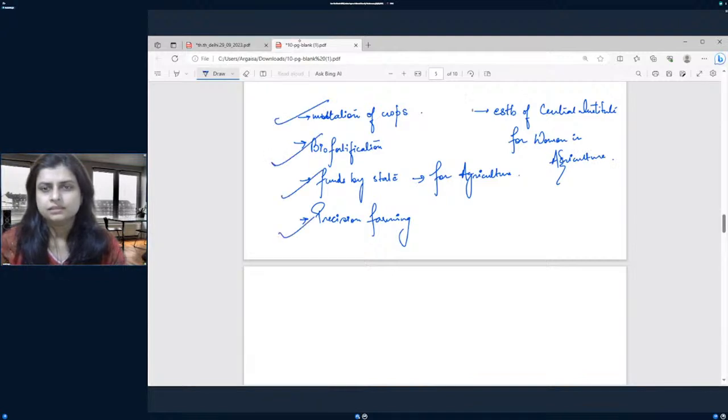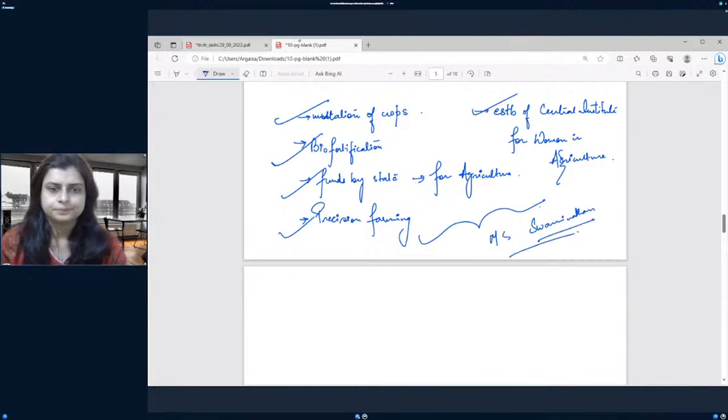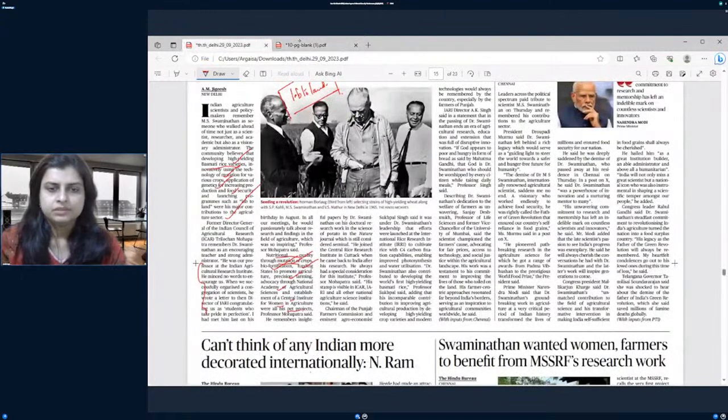These are the certain pet projects in which M.S. Swaminathan had keen interest. Now, he remembers insightful papers on his doctoral research work in the science of potato. He joined the Central Rice Research Institute in Cuttack when he came back to India after his research. He also had a special consideration for this institute.